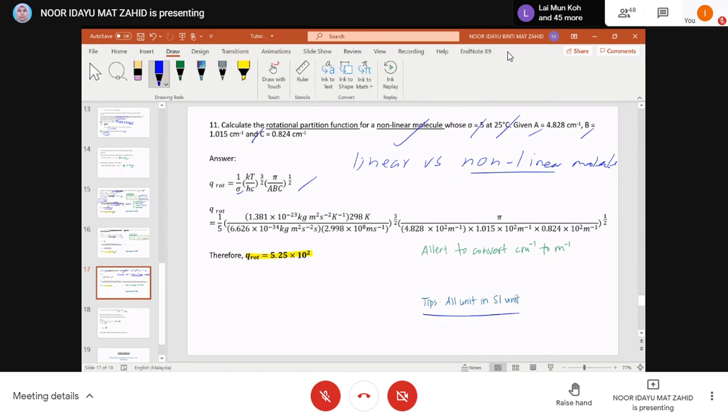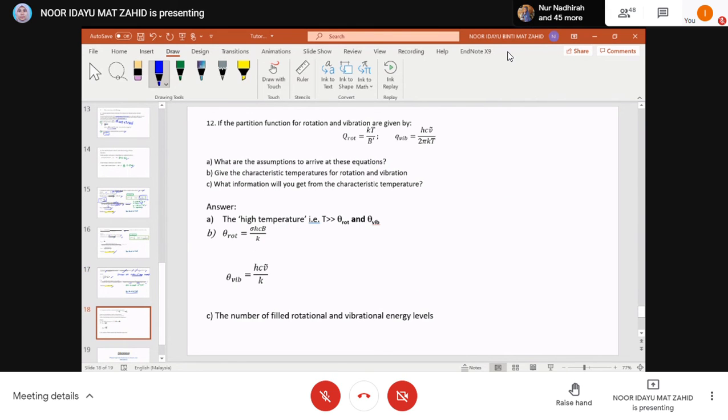Okay. Again, tip, convert everything into SI units so that you can cancel off all the units. And in this case, the rotational partition function would have the value 525, or 5.25 times 10 to the power of 2. Okay, so it's 100. Okay, compared to the translational, it's a much smaller value. Okay, here note that most students will make a mistake. This is per centimeter. So please, your homework is to convert per centimeter to per meter. It should be the opposite of the conversion of centimeter to meter.